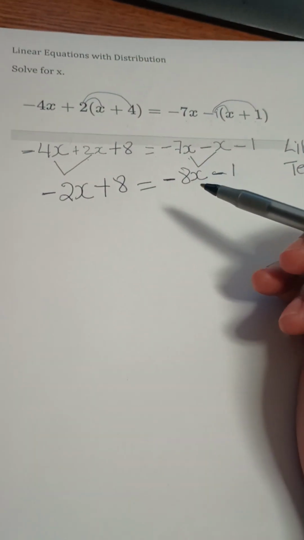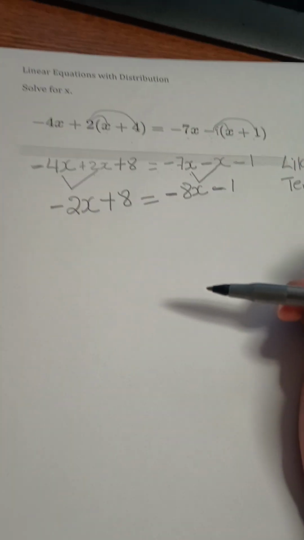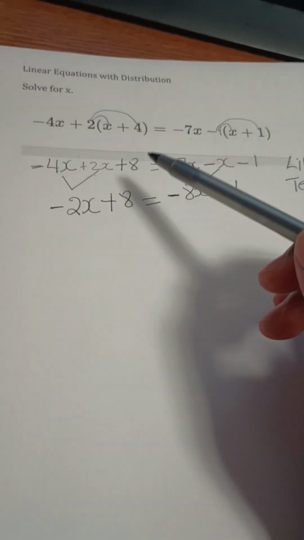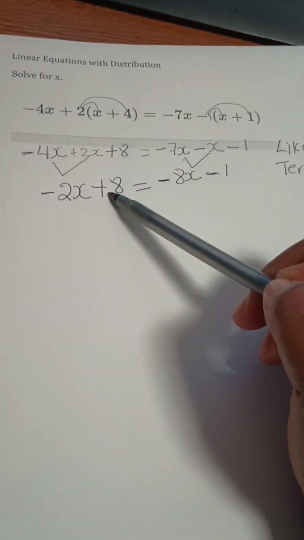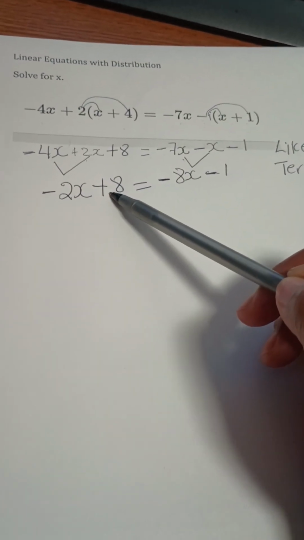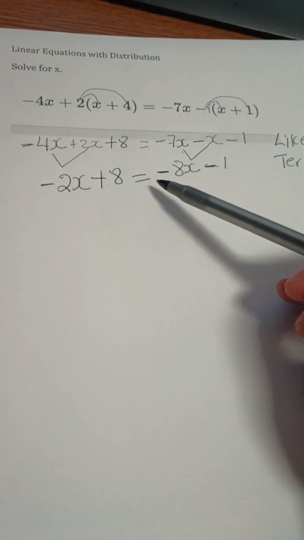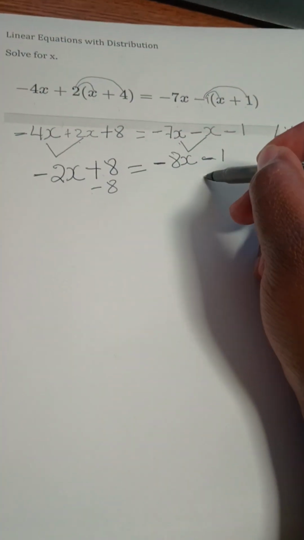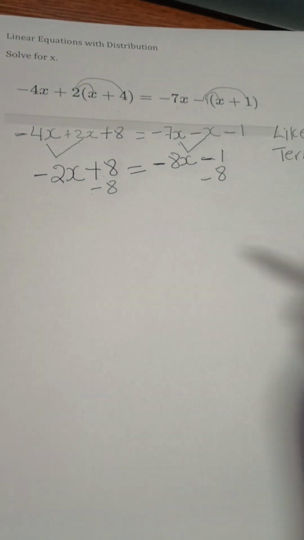Right? So now we could go ahead and do some inverse operation. I am going to take this positive 8 to the other side. So I'm going to minus 8 from both sides, right? So here we go, subtracting 8 from this side. And I'm also going to subtract 8 from this side.